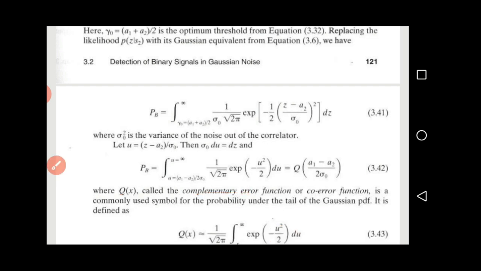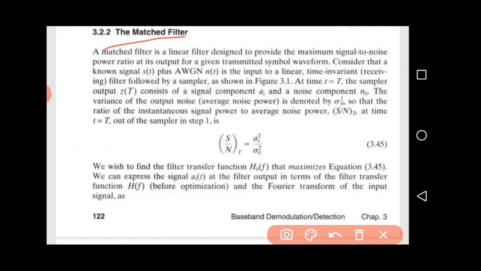It is defined as Q(x) = 1/√(2π) ∫ from x to infinity of exp(−u²/2) du. Now come to the matched filter.